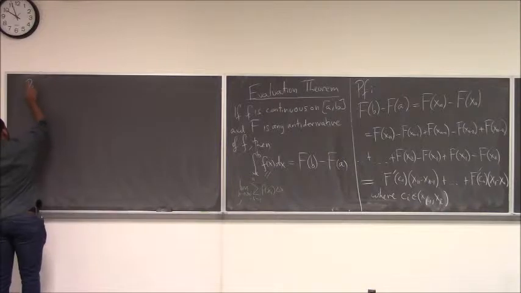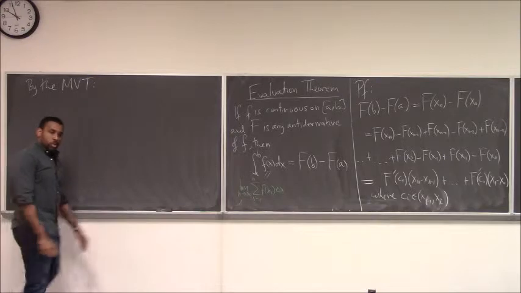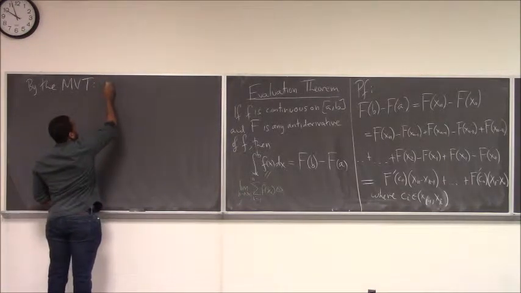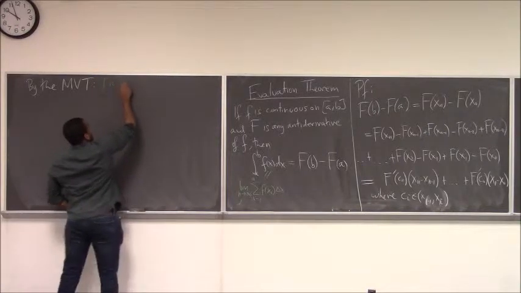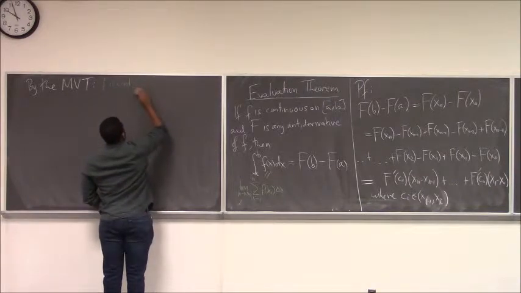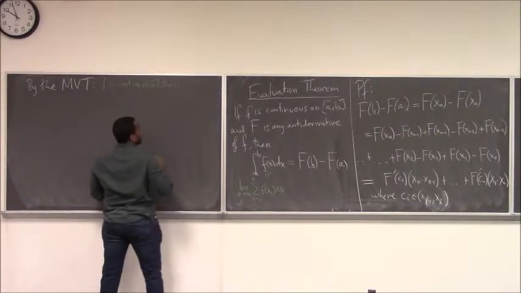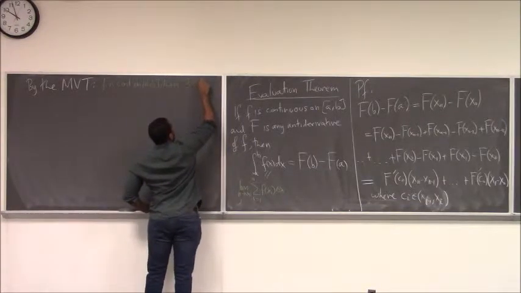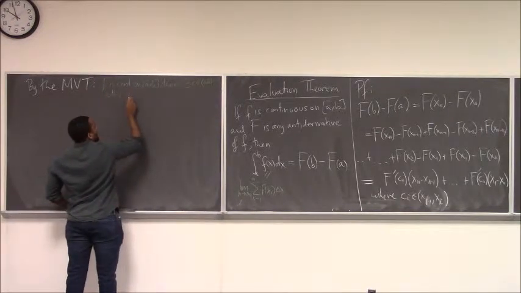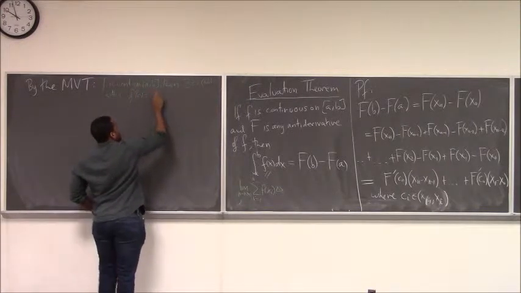Well, this happens by the mean value theorem. Right, recall what the mean value theorem says. It says if f is continuous on AB, then there exists a c in the interval AB such that if we take the derivative at that point, it is equal to the average rate of change.